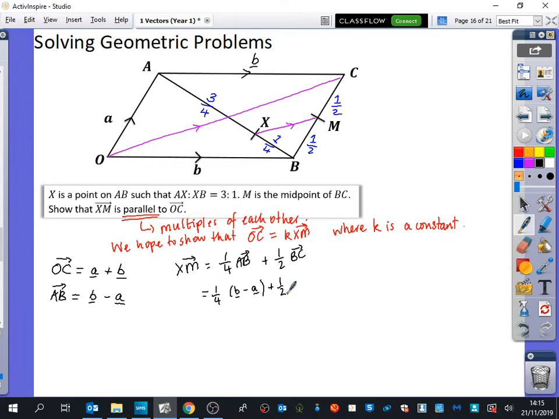What is BC? Good. It's the same as O to A. So it's just A. So it's just a half A. And now I'm going to work out what this is. So we've got a quarter B minus a quarter A plus a half A. Just expanding the brackets there and writing those things down together. What will that simplify to? What does the A part simplify to? We've got minus a quarter plus a half.